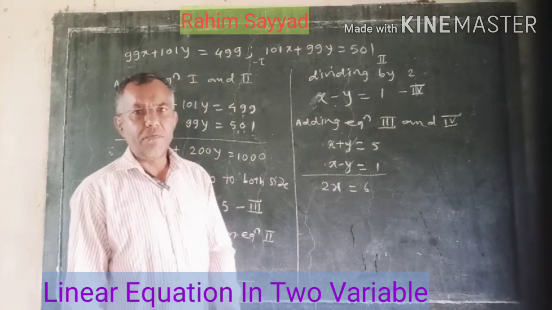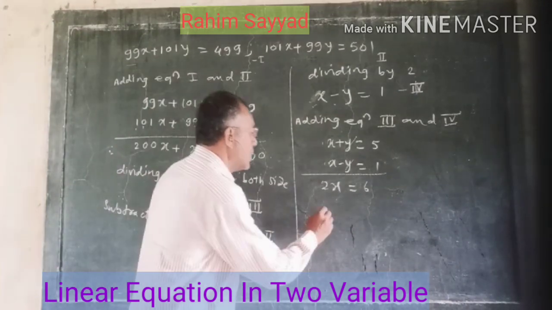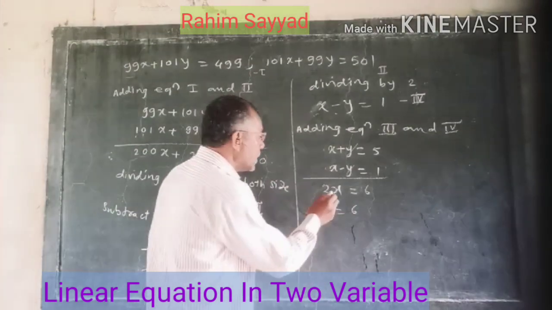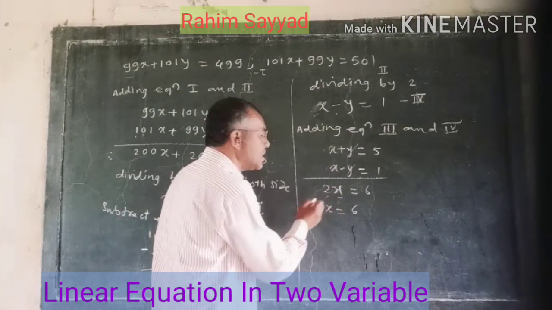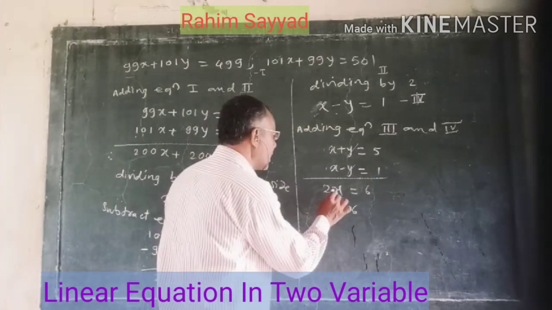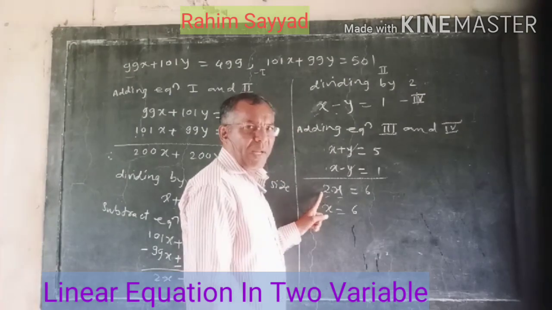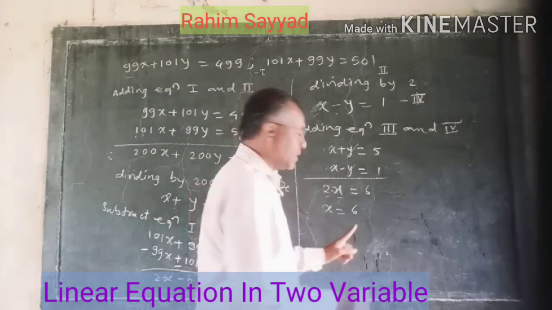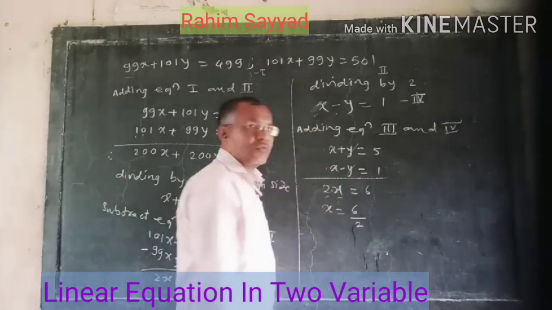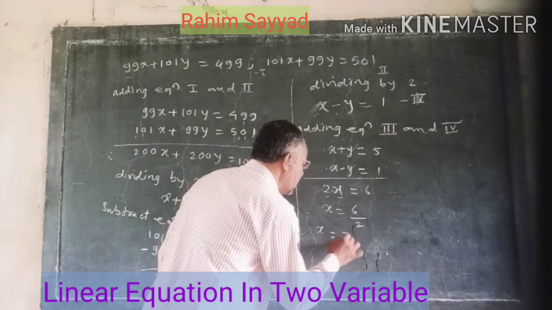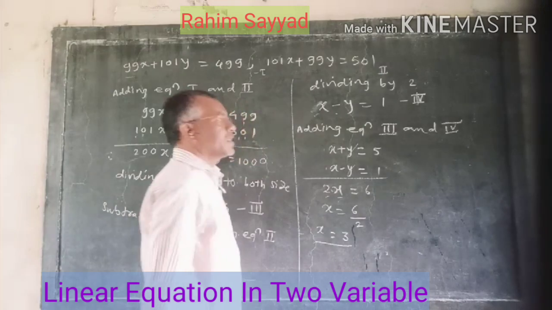We have to find the value of x. Therefore, 2x is equal to 6. Here x is a variable, 2 is a coefficient, and between them there is a sign of multiplication. Therefore, this multiply by 2 becomes divided by 2 on the other side. Therefore, x is equal to 6 divided by 2, 3 twos are 6. The value of x is 3.